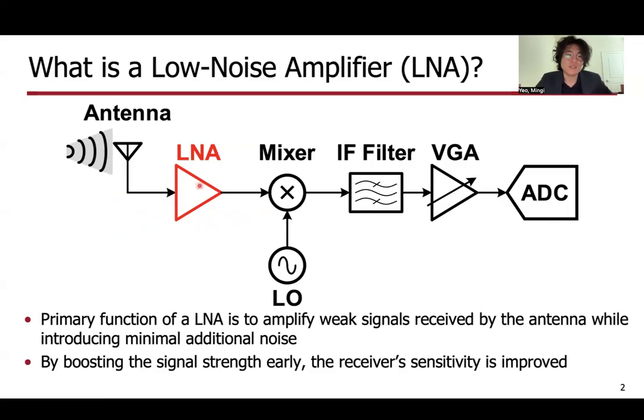This amplification stage is necessary because components down the line, such as the down conversion mixer and then the variable gain amplifier, tend to add a lot of noise to the signal. By boosting the signal strength early on, we are able to maintain good signal to noise ratio in front of the demodulator, the ADC in this case. And so the key takeaway point is that the LNA helps the RF receiver process very tiny signals that are very close to the noise floor.